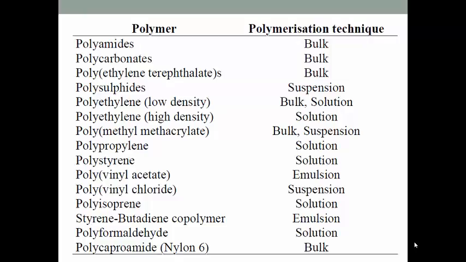Hence I discussed the four commonly used types of polymerization techniques which are used to produce polymers. Polymers like polyamides, polycarbonates, polyethylene, polyvinyl chloride, polyvinyl acetate and so on, these polymers are used to produce a model using additive manufacturing or rapid prototyping.